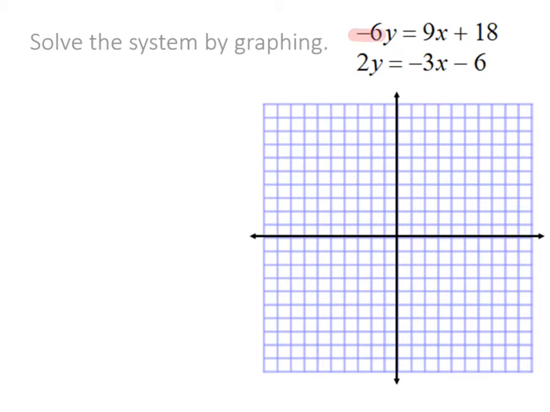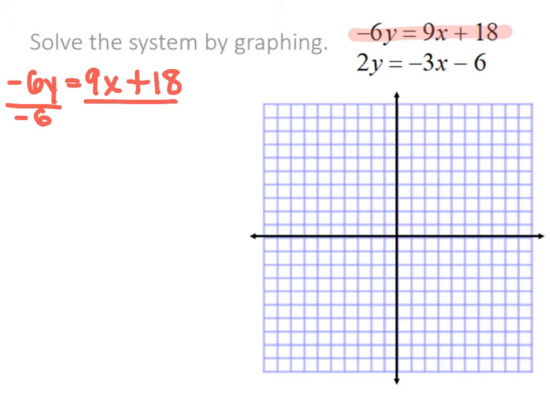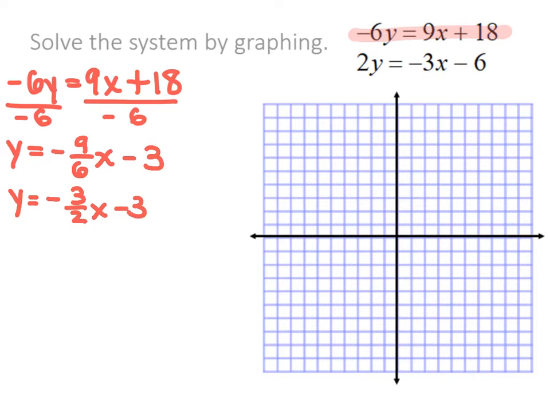Now for the next example, we're first going to solve for y in the first equation. So we have negative 6y equals 9x plus 18. If we want to solve to get y by itself, we would have to divide everything on both sides of the equation by negative 6. So we'd have y equals negative 9 over 6x, and 18 divided by negative 6 is negative 3. Now that 9 over 6 can simplify to negative 3/2 x minus 3.